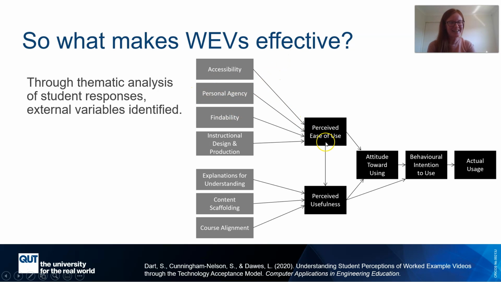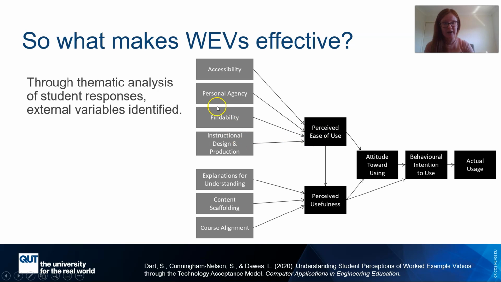There was also personal agency, which fed perceived ease of use. Personal agency related to the control that students had over using the videos. They could pause the video at a time that was convenient to them to work on the solution, and then replay it, maybe when they got stuck or to verify their solution. So they were very much in control of how they engaged with the video. They could also skip content if they weren't interested in it, or rewatch content multiple times if they needed to. So there was very much that learner control in there.